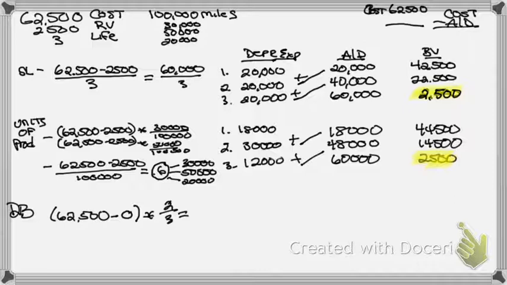Perfect. Okay. All right, so let me explain what I wrote. So 62.5 minus 0. The 0 is always the first year because you haven't depreciated anything yet, so your accumulated depreciation is 0. And then it's 2 over the useful life, which in this case is 3. All right, because they told us that. So this one always takes a little bit more math. So you're going to take 62.5 times 2 divided by 3.